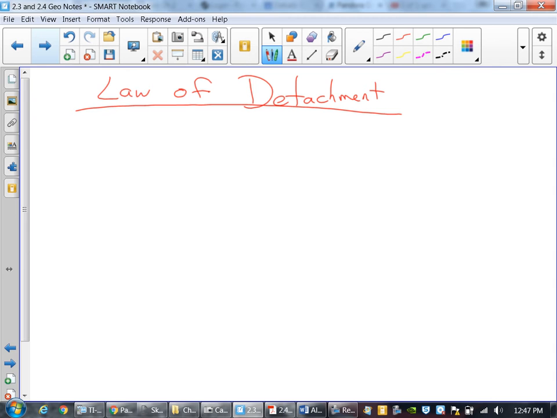Here's the other one. Law of detachment. You're going to hear a very obvious difference between syllogism and detachment. Syllogism flows. Tom's taller than Mary, Mary's taller than Joe, Tom's taller than Joe. Flows right through it. Detachment is choppy. Detachment is very choppy. Let me write something out here.